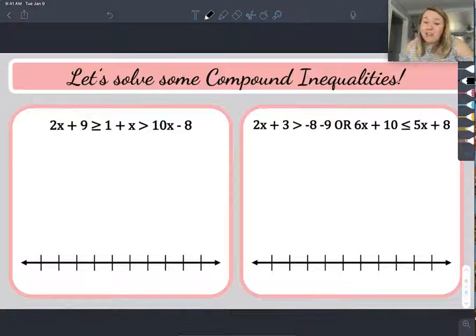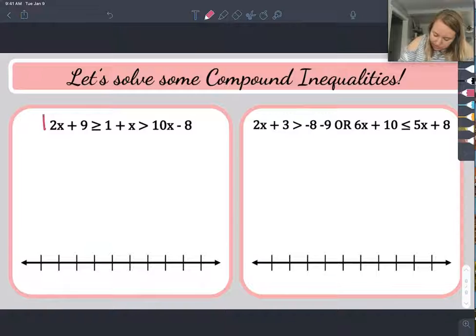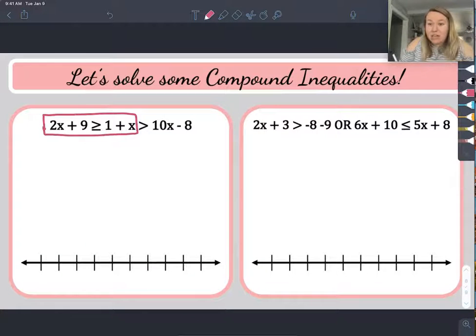Let's do 2 more. These ones are inequalities with variables on both sides. So when we're solving the and, we have to be really, really careful with this one, okay? So I'm going to start by solving my first half of my and inequality, which is this piece here. Notice I'm stopping before I hit that second inequality.